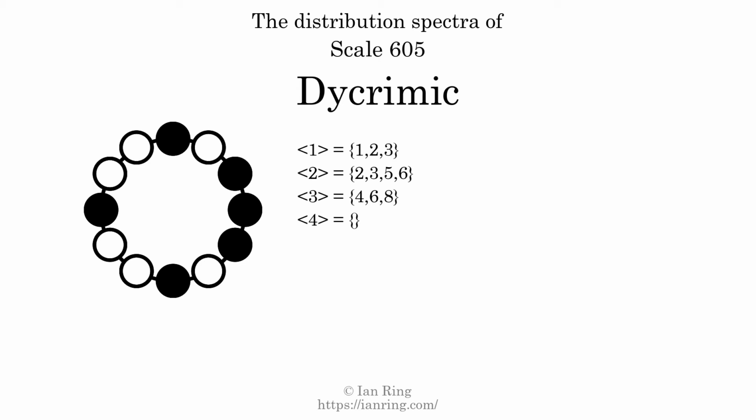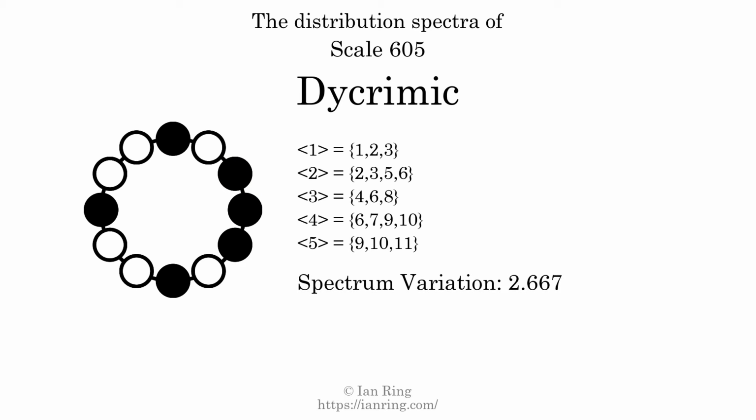The generic interval of 4 scale steps comes in 4 different specific interval sizes: 6 semitones, 7 semitones, 9 semitones, and 10 semitones. The spectrum width of this generic interval is 4. And finally, the generic interval of 5 scale steps comes in 3 different specific interval sizes: 9 semitones, 10 semitones, and 11 semitones. The spectrum width of this generic interval is 2. The spectrum variation is the sum of all the widths, divided by the number of tones. The spectrum variation of this scale is 2.667.